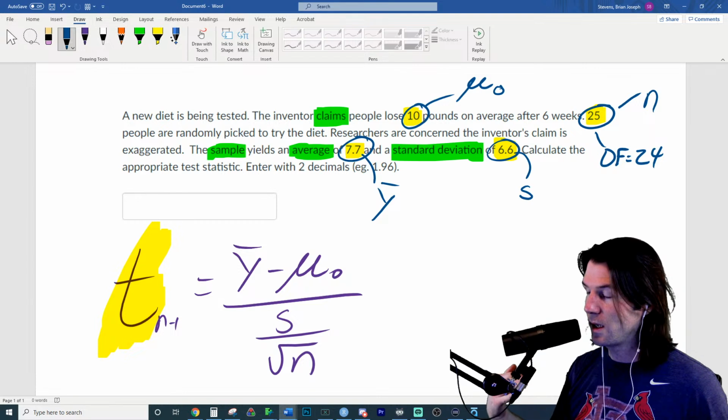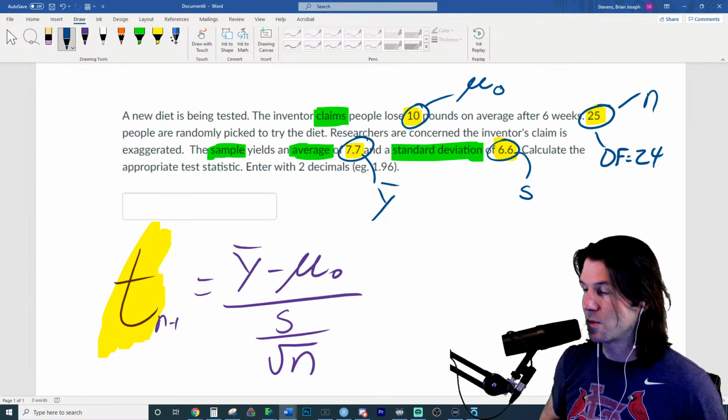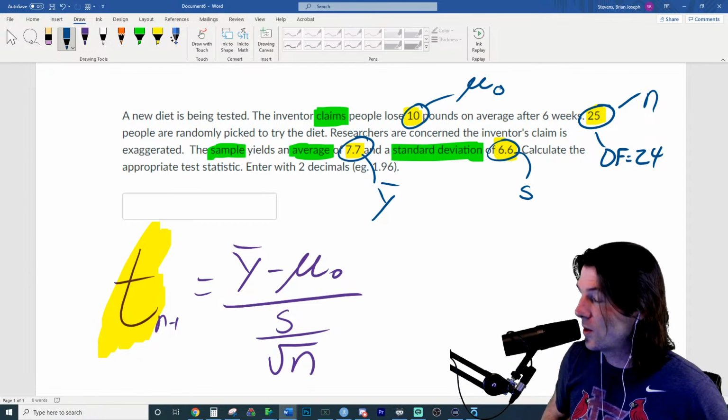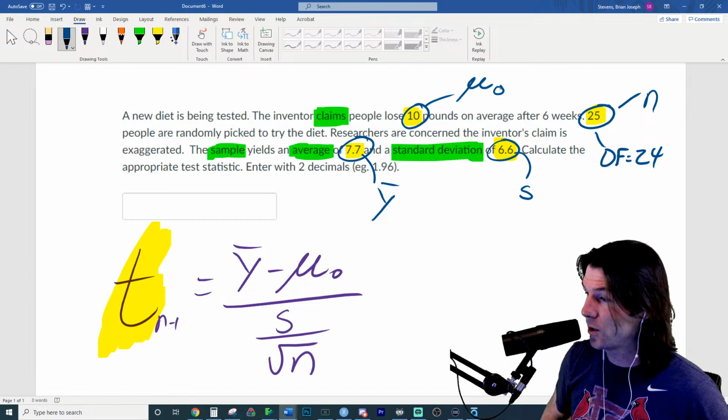This was good practice right here. Knowing your notation, being able to identify and work through the steps in the problems, that's the key. Work through the problem. So it's a T with 24 degrees of freedom.